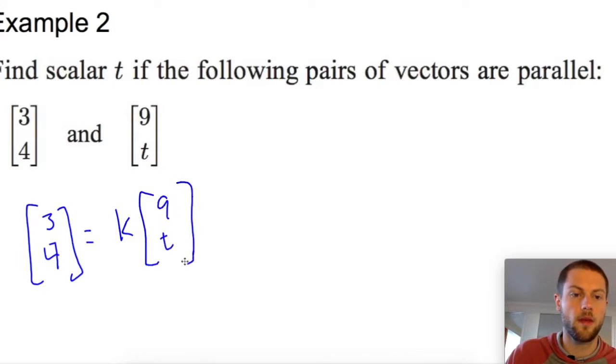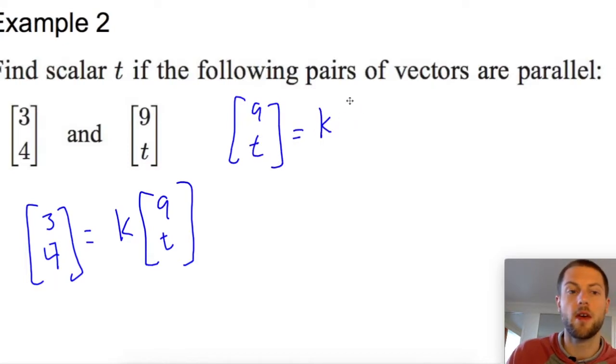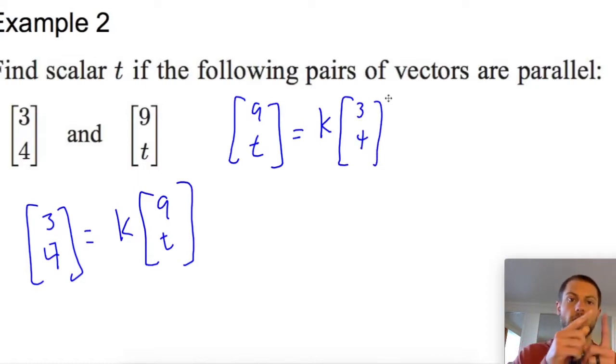And hopefully what we're seeing here is that, well, this might be a little confusing going this direction, so maybe I'll do it both ways, because I could also write that <9, t> is going to equal some scalar k of <3, 4>. It really doesn't matter which one you are changing, if you're lengthening a vector or shortening a vector. We basically just want to multiply one of them by something to make them the same.